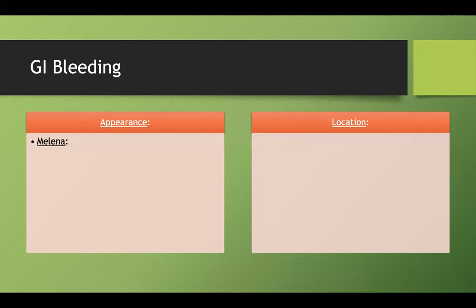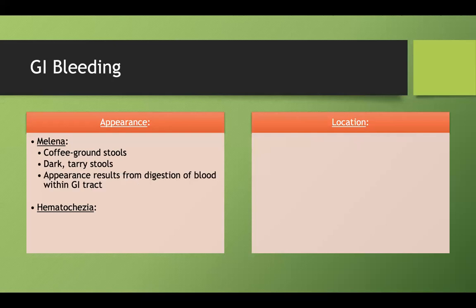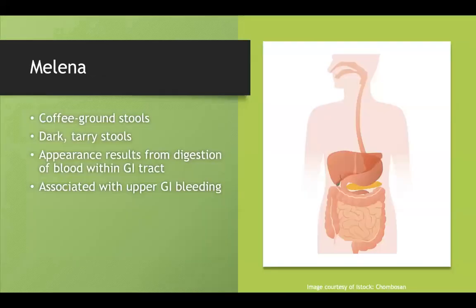So for appearance, you can either have melena or hematochezia. Melena is sometimes written as coffee ground stools. They might also describe it as dark tarry stools. The reason it looks so black and dark is that the blood in your GI tract has had time to get digested. And so it'll change from the red color that we think about into this dark tarry stool. And this is more often associated with upper GI bleeding, and I'll talk about that in a little bit.